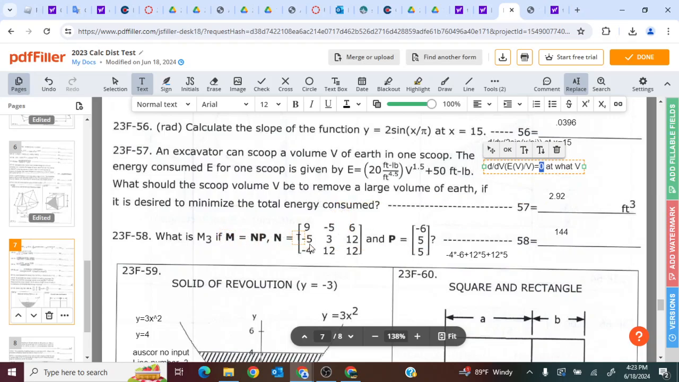58. These two matrices are multiplied. Find M of 3. These three variables at the top flip 90 degrees and multiply by their corresponding numbers there. So for M3, we'll be taking the third part down here, flipping it 90 degrees, and then multiplying their corresponding numbers. -4 times -6 plus 12 times 5 plus 12 times 5 is 144.